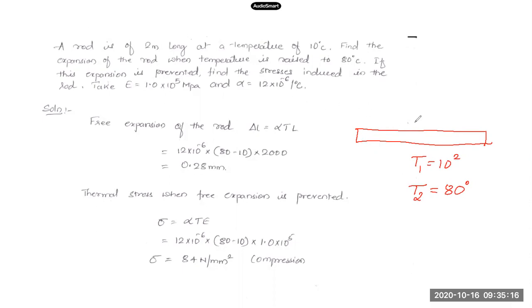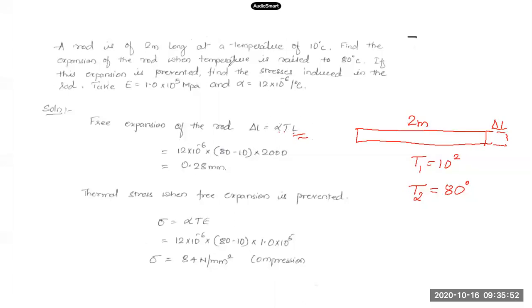Then after that, if that free expansion is prevented, what are the stresses that are developed? We'll see how stresses come into the picture. Initially, let's find the free expansion, that is, it is expanding to some length. This is our delta L. This free expansion has to be estimated. It is given by the coefficient of thermal expansion alpha into change in temperature into the length. So this is the free expansion, delta L.